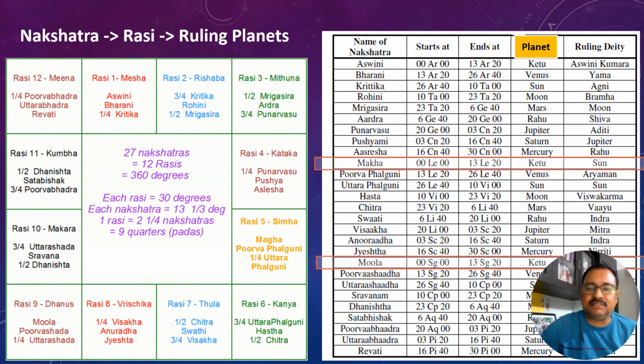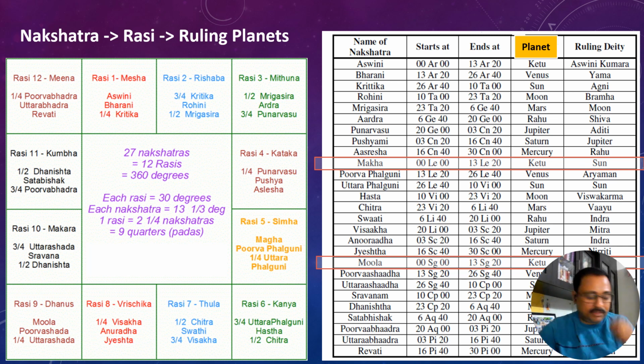And because of this, you see that certain nakshatras are spread over 2 Rasis, right? On the left, you see the model that I just explained. And because each Rasi has 9 nakshatra padas, each nakshatra pada is going to be spread across a certain amount of degrees. Similarly, each nakshatra is also going to be spread across a certain amount of degrees.